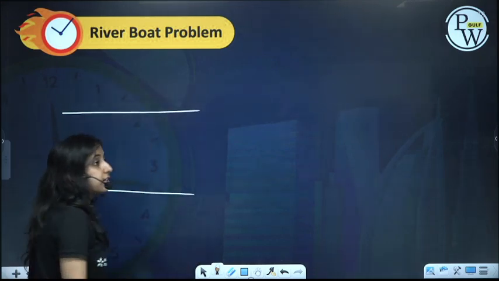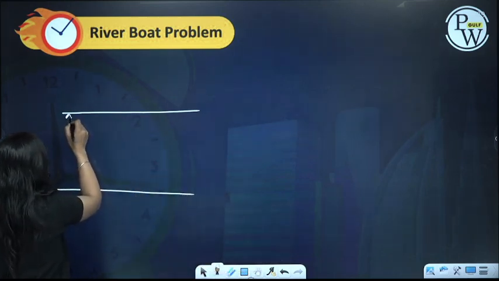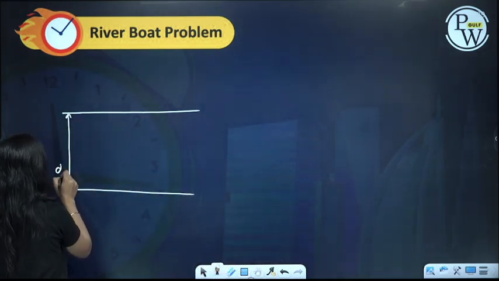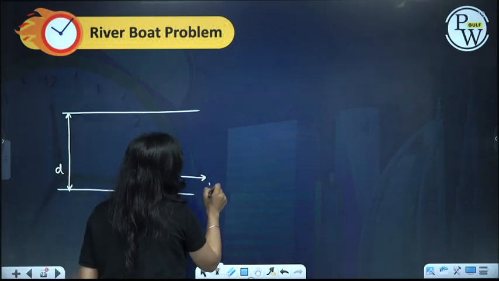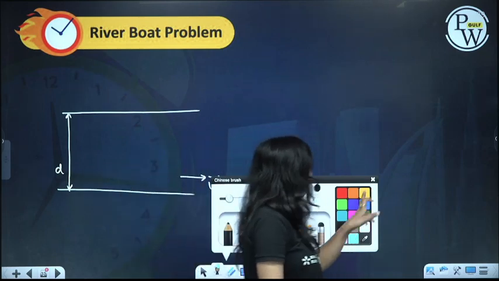Okay, a man is trying to cross a river of width d. The river is flowing with velocity vr.